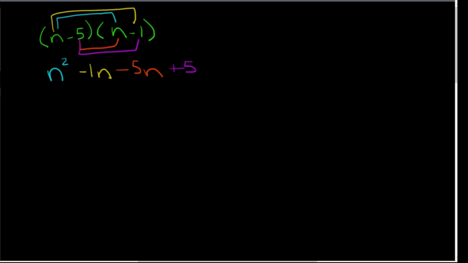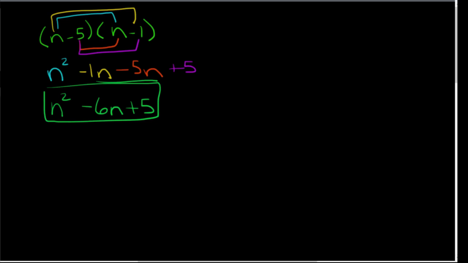Now we're not quite done. We can still combine like terms. They're both in n's. So we'll end up bringing this down. Negative 1n minus 5n is negative 6n. And that is that.